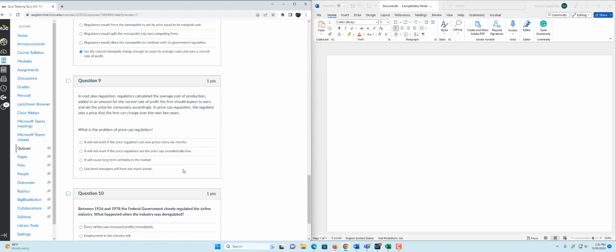The problem is that the price cap could be set unrealistically low for the firms to survive. So therefore the second option is the correct one.